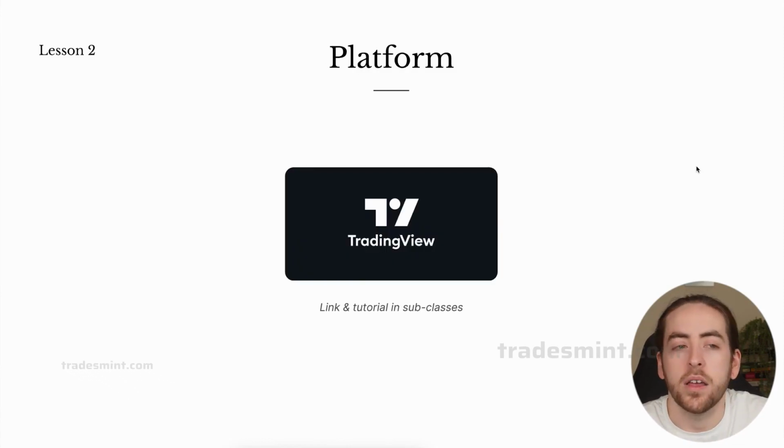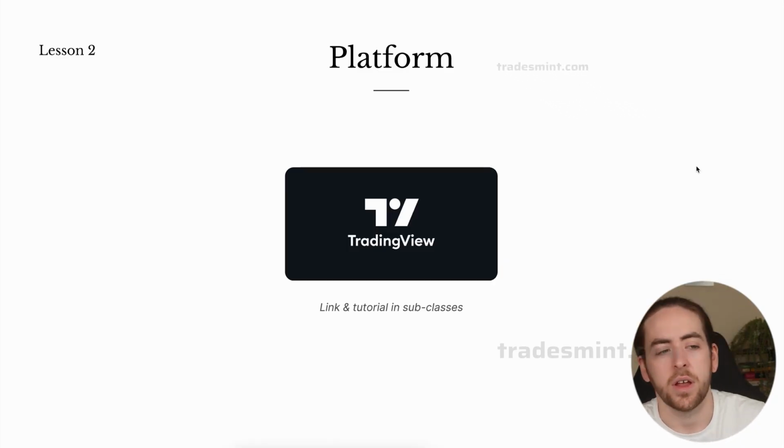The platform that I do my analysis on and suggest you do your analysis on as well, so the charting platform we use, is TradingView. If you already have it and know how to use it, fine. If you don't, there is a link and a tutorial setting up TradingView and setting up my tools, my annotations on TradingView as well. So if you want your charts to look like mine, check that out.